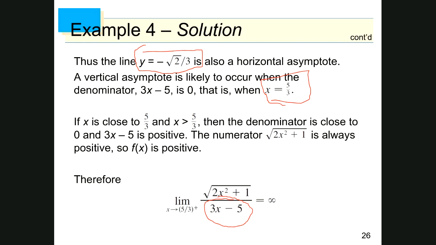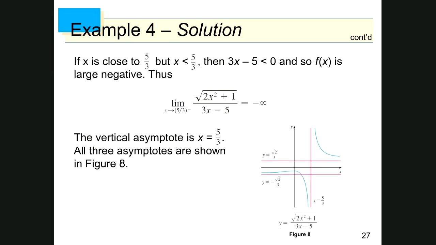Why is it a vertical asymptote? Because when you take the limit as x approaches that number from the right, for example, you get infinity, all right? You're not going to get some number, you're going to get infinity or minus infinity. That tells you that x equals 5 over 3 is a vertical asymptote. Now take note, if you take the limit as x approaches 5 over 3 from the left, you get minus infinity. Now how am I getting infinity and minus infinity?